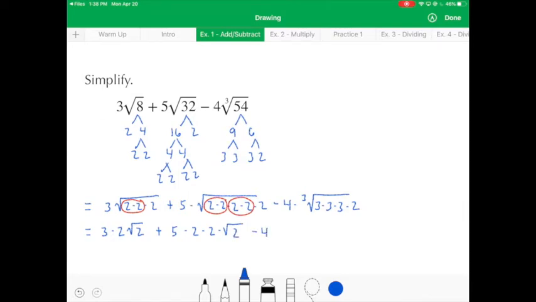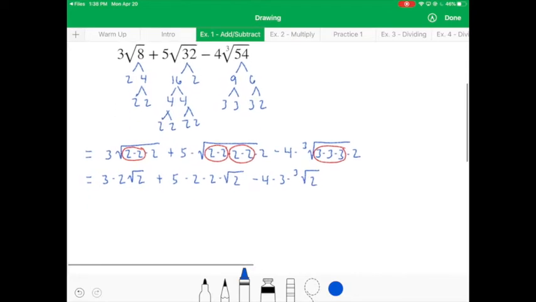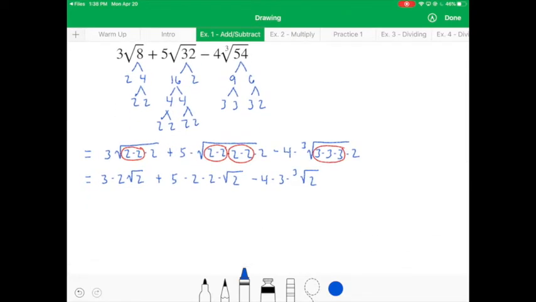Okay, and then the last radical, notice the index is 3. So I need 3 of the same number, which I have right here. I can pull a 3 out now and say 4 is being multiplied by 3 times the cube root of 2. Okay, now let's clean this all up a little bit.